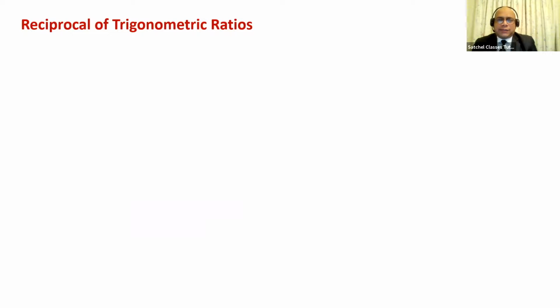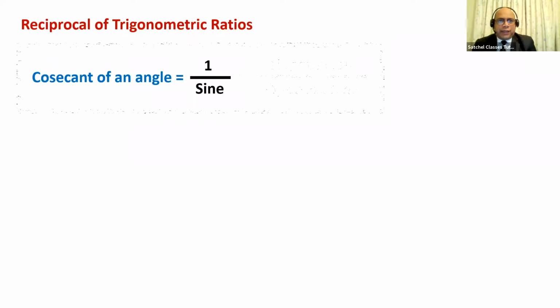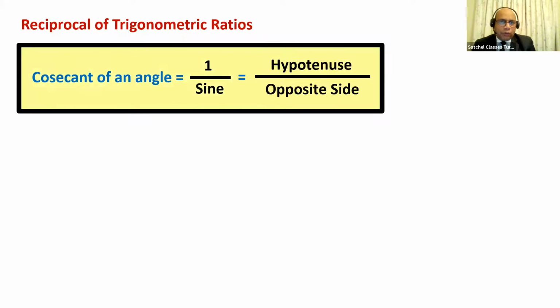So let's first understand what the different reciprocals of trigonometric ratios are. The first one is cosecant. Cosecant of an angle is the reciprocal of sine of that angle. Because sine is opposite over hypotenuse, cosecant of an angle will be hypotenuse over the opposite side.